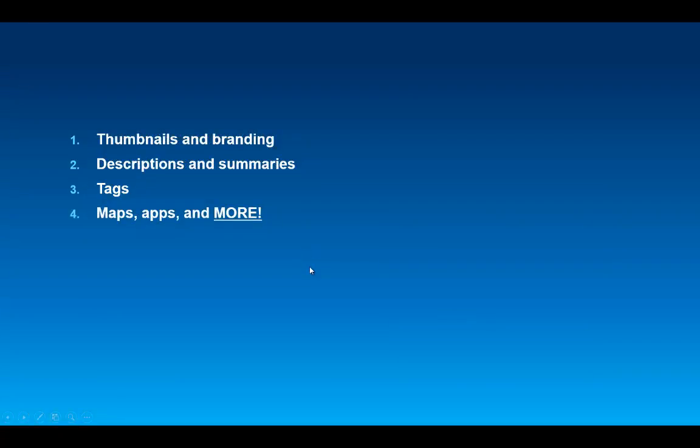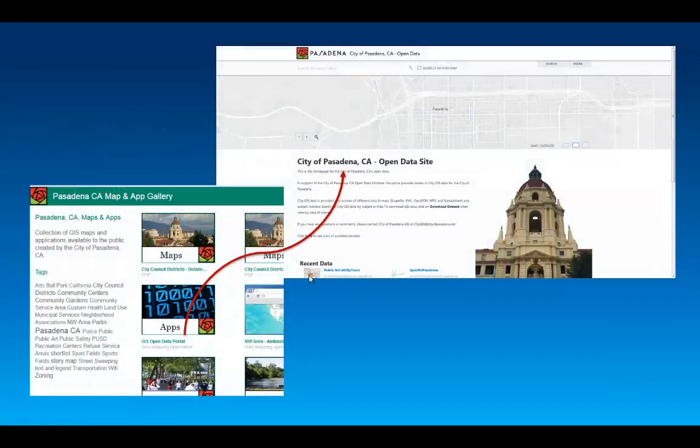Fourth, I've said this before and it bears repeating, it's maps, apps, and more. One thing that the City of Pasadena did that I thought was really cool is one of the items in their gallery is actually a link to their GIS open data portal. When you click that, it opens up their open data site, so you have access to all of this additional information. So that's something else to keep in mind. You can link, save, or share links in ArcGIS Online as items and then include them in your gallery, so you can really make this a one-stop shop for whatever your targeted audience is.